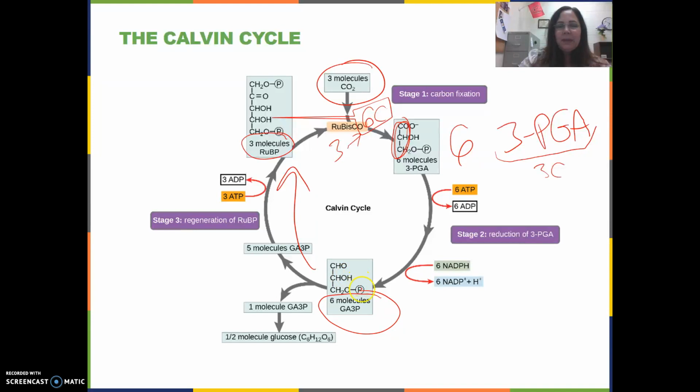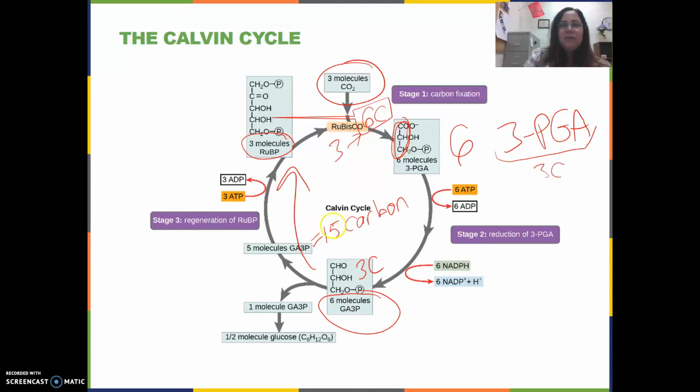GA3P has 3 carbons. So 1 of those molecules has 3 carbons. So 5 GA3Ps have 15 carbons. Okay, so this equals 15 carbons here, 15 carbon atoms. Well, each RUBP has 5 carbon atoms.